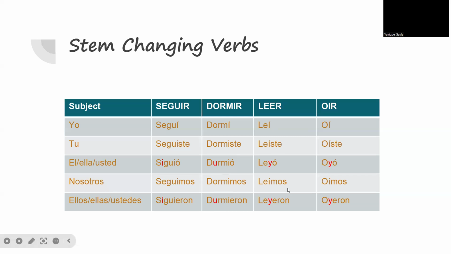Nosotros leímos. Ellos, ellas, ustedes leyeron. So a Y and a Y. Then we have oír. Oí, oíste, oyó, oímos, oyeron. Again, we adopt a Y. I don't know where it came from, but we had to put it in there, please. That's how we're going to write the verbs correctly in Spanish, okay?